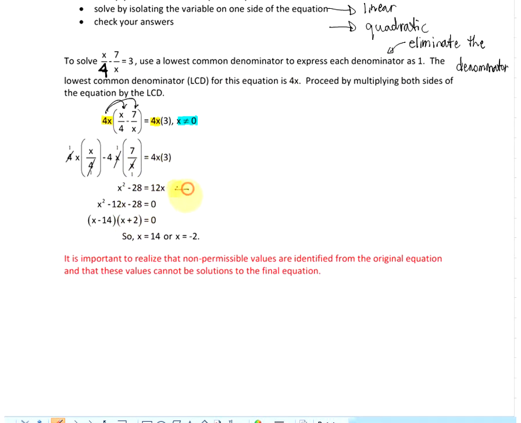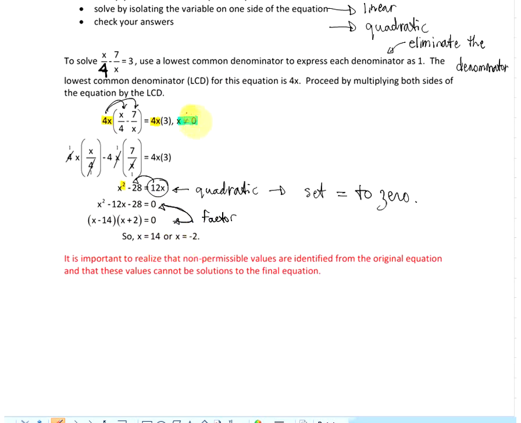Because this is a quadratic, and we know that because we have an exponent of 2 on the x, we are going to set everything equal to 0. Okay, so that means moving the 12x over to the left, and it becomes negative. All right, so then we're going to solve by factoring. Okay, and we find that x equals 14 and x equals negative 2.